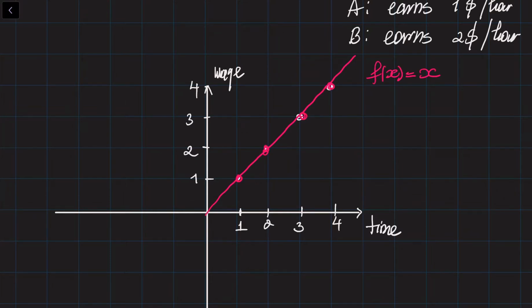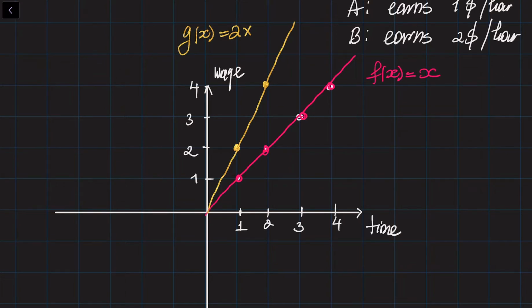At the same time, I would like to express the wage of the worker B. In order to do this, I'm going to put a couple of points again. After 1 hour, he's going to earn $2. After 2 hours, he's going to earn $4. After 3 hours, $6, and so on. If I connect all of these points, I would get another line, and this function now is going to be g of x is equal to 2x.